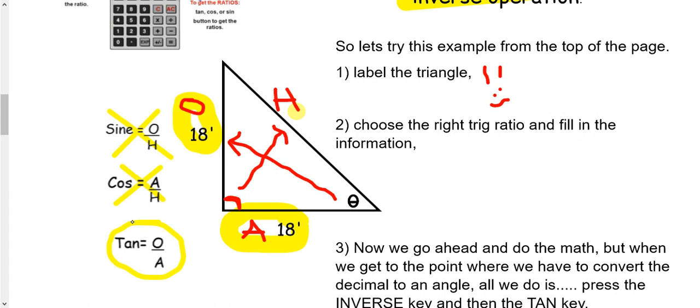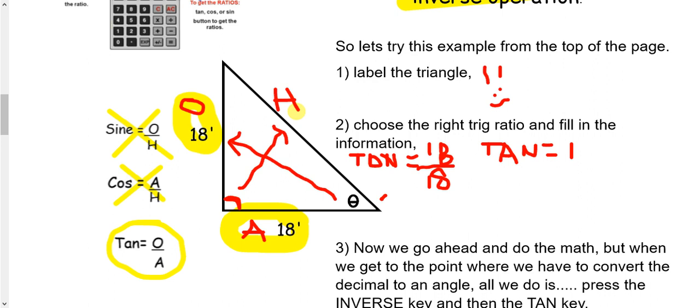Okay, so we're going to do the same thing that we did before. We're going to set up our ratio. So we're going to go tan theta is equal to opposite over adjacent. So my opposite was 18. That's supposed to be an 18. Oops. Divided by 18. Okay, so here I'm going to end up with tan theta is equal to 1.